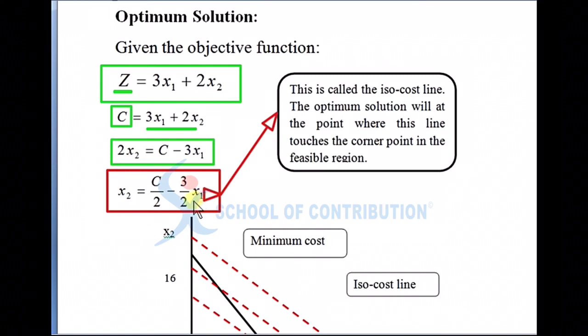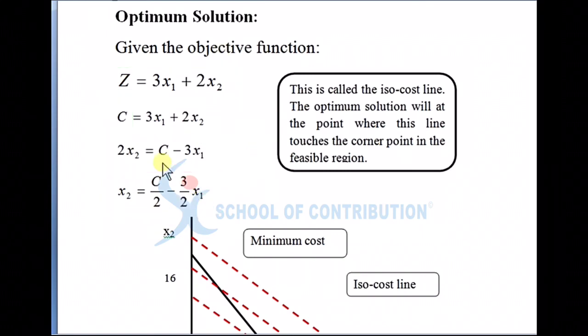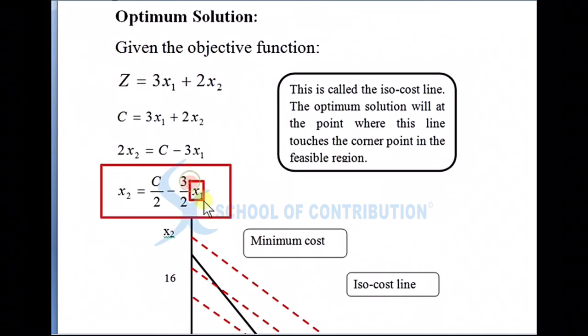So whatever combination we choose for x1 and x2, it doesn't matter. The cost is always c. So this is called isocost line.